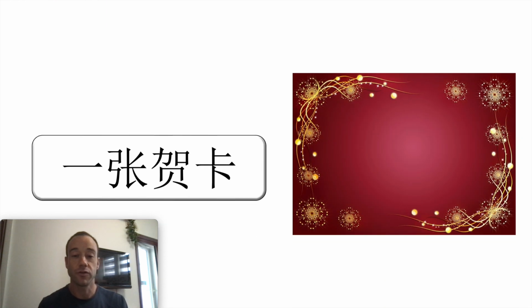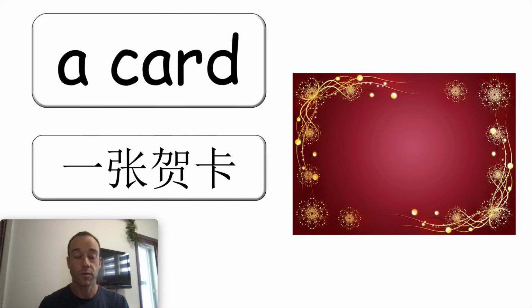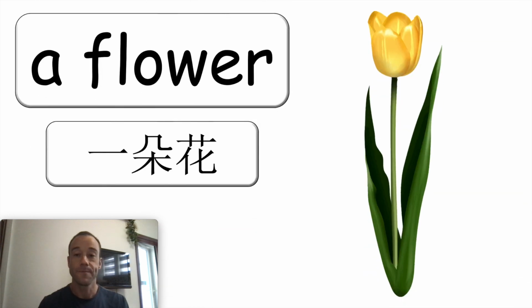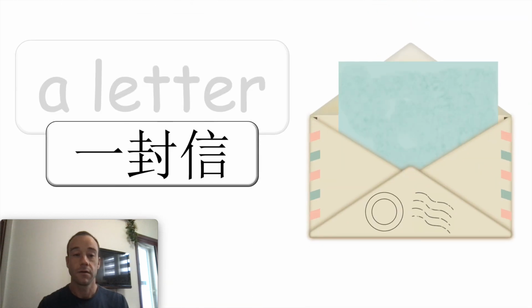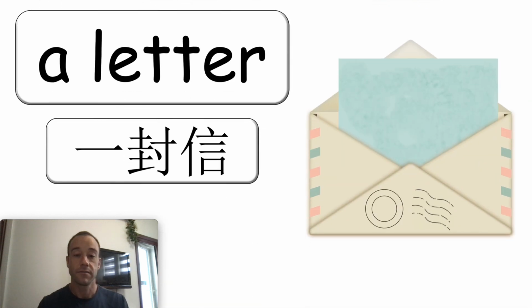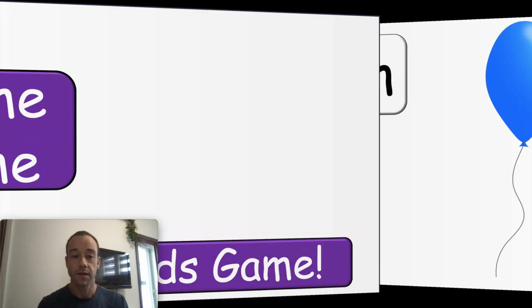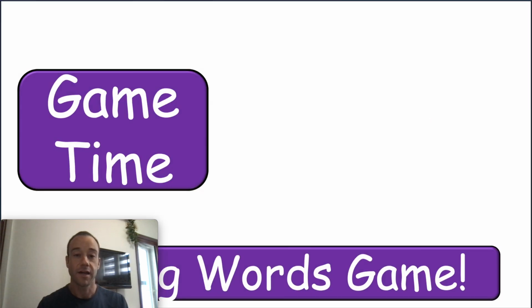Then we go into the basic words of the lesson. So there are 4 basic words. We have a card, a flower, a letter, and a balloon. Okay, then we play the flying words game.